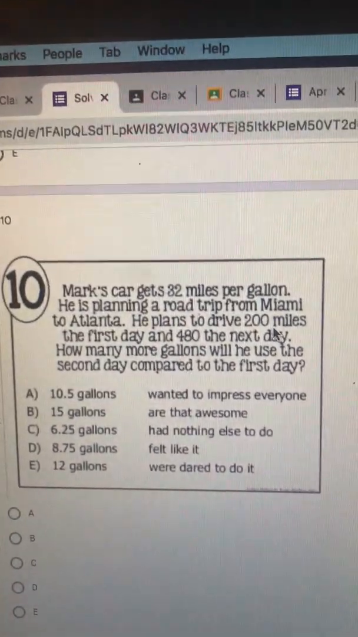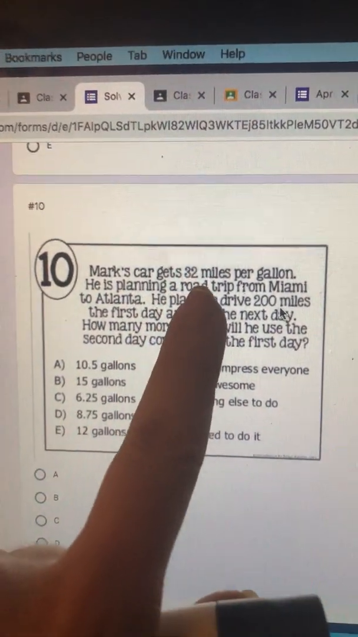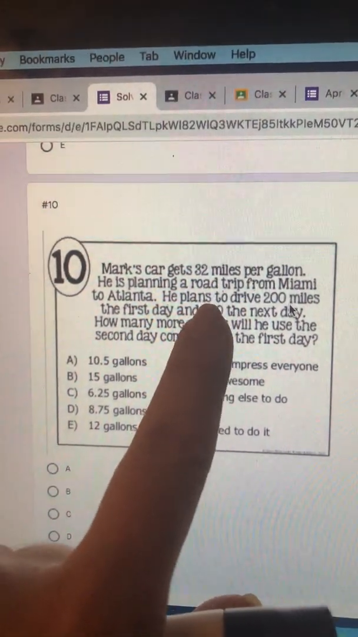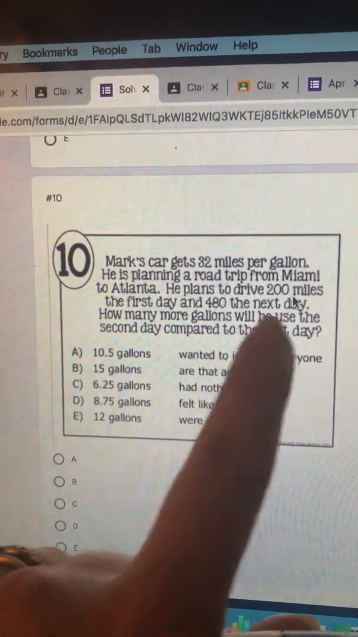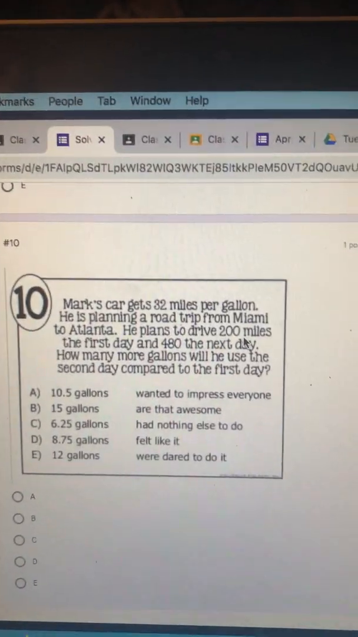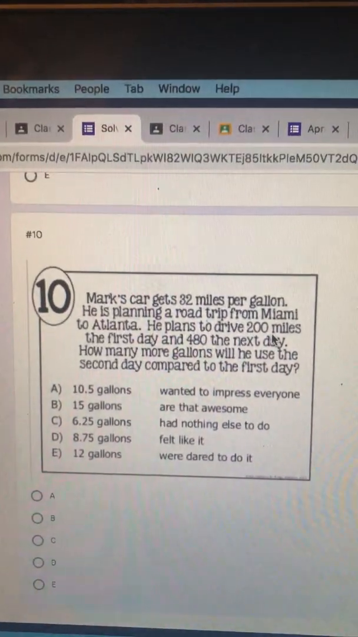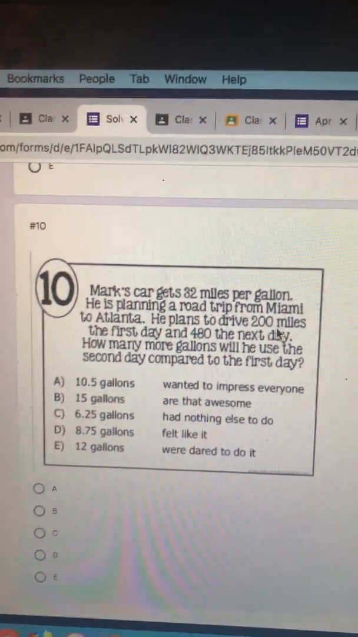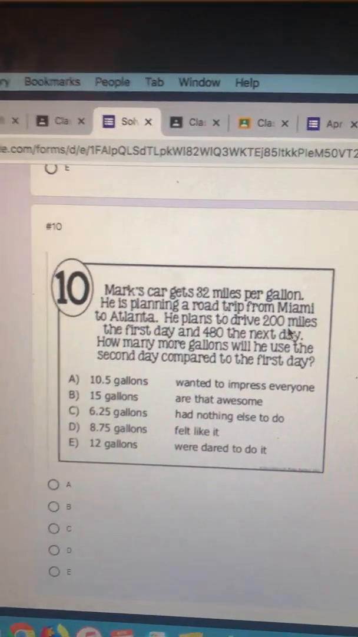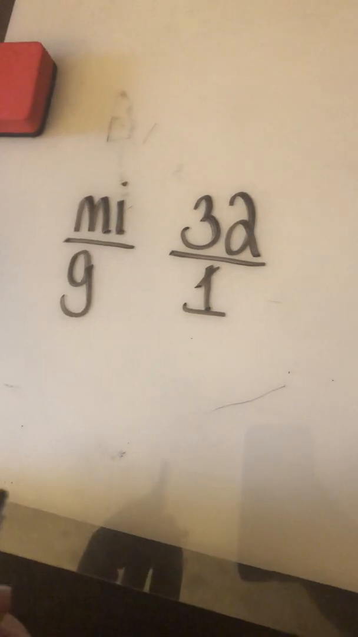All right, so let's see. He gets 32 per gallon. I'm just trying to find the important information. 32 miles per gallon. Plans to drive 200 the first day, 480. How many more gallons will he use? Okay, so the first thing I would do is 32 miles per gallon. That sounds like a unit rate to me. So we have 32 miles for every 1 gallon. So I'm setting up my first ratio like that, miles over gallons.